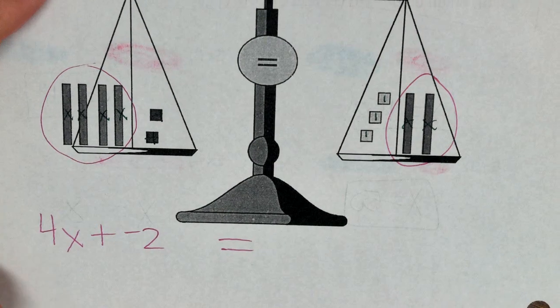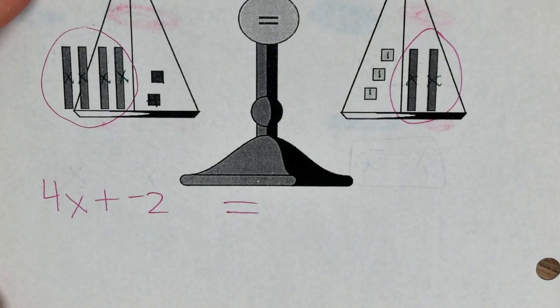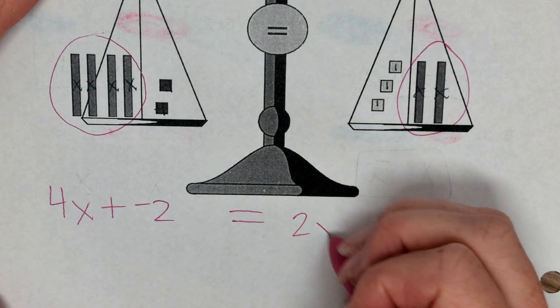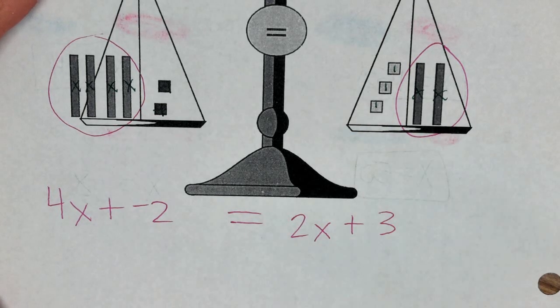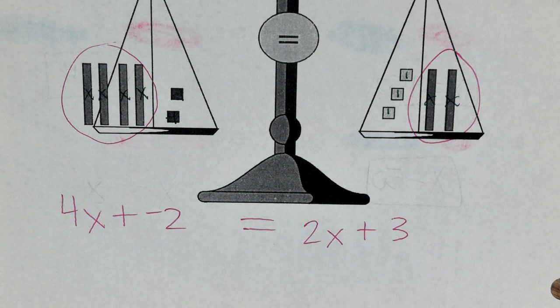How many x's do you see here? Are they positive or negative? Positive 2x plus, how many ones do you see? Are they positive or negative? So plus 3. And then you would solve it in your calculator. Are there any questions on how to write the equations from pictures?